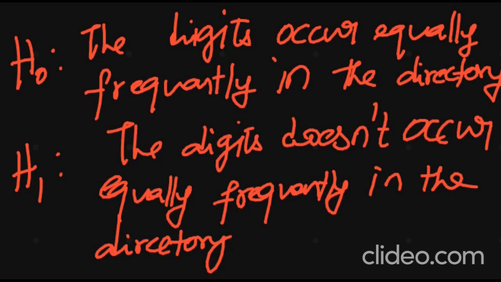First, we have to set H0 and H1 for the problem. H0: the digits occur equally frequently in the directory. In H1, you have to write that the digits do not occur equally frequently in the directory, because the question is to check whether the digits occur equally frequently in the directory. So we are setting H0 as the digits occur equally frequently, and H1 as they do not occur equally frequently in the directory.